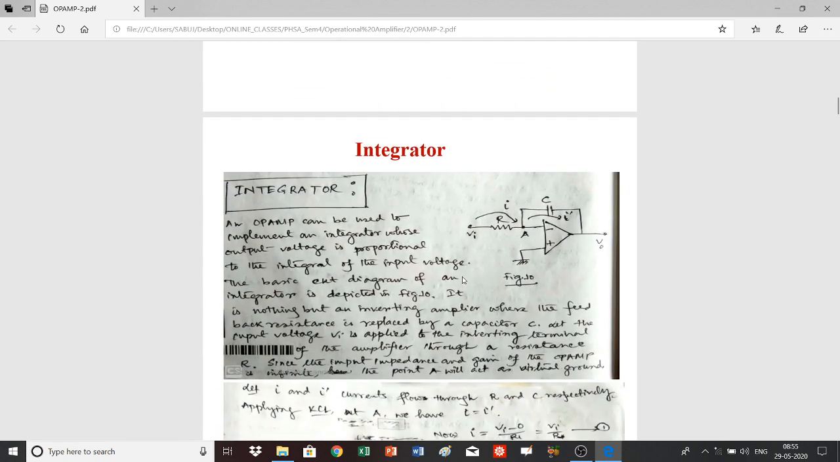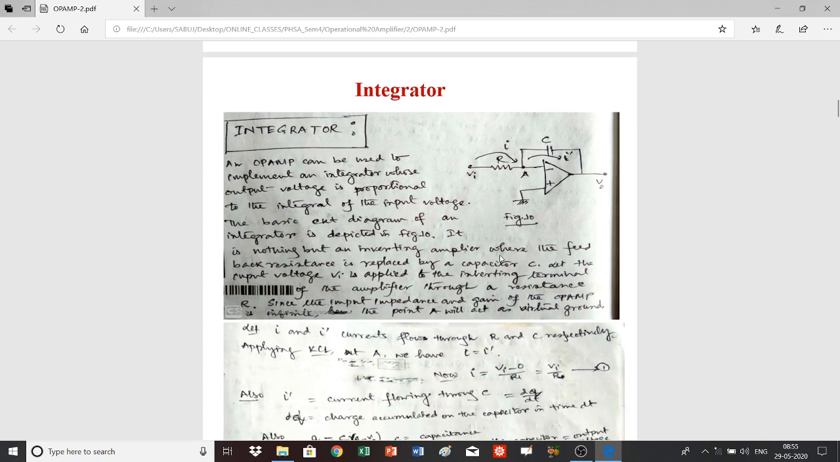Now come to the first topic, which is the integrator. An integrator is an electronic device in which the output voltage is proportional to the integration of the input voltage, and an op-amp can be applied to design such an integrator circuit.